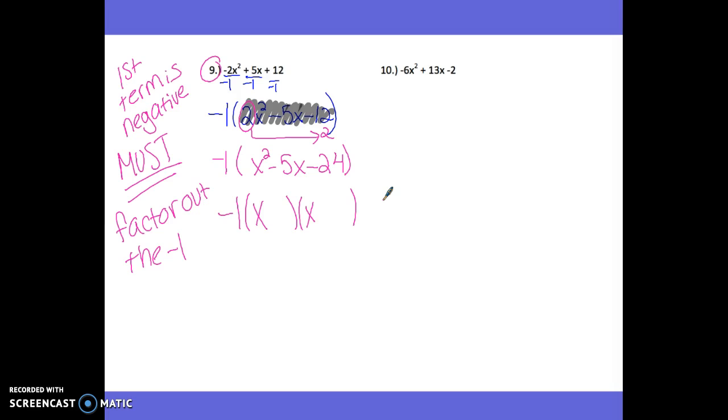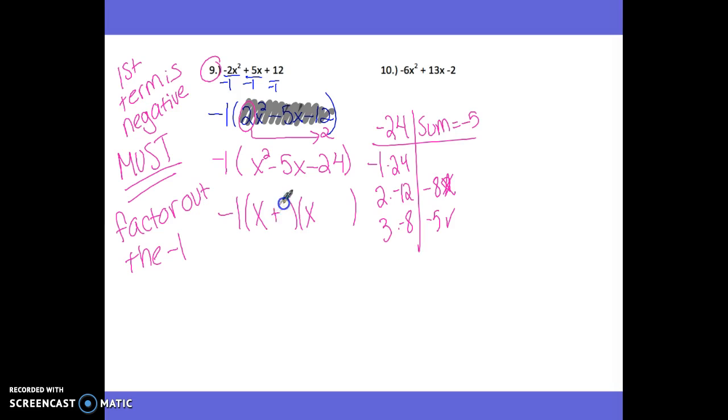So I'm going to look at my factors of negative 24 that sum to equal negative 5. So that means my bigger number is going to have to be negative. So when they add together, I get negative 5. So negative 1 times 24, nope. 2 times negative 12, well, that gives me negative 8. 3 times negative 8, oh, that's negative 5. That's it. So I have x plus 3 and x minus 8.